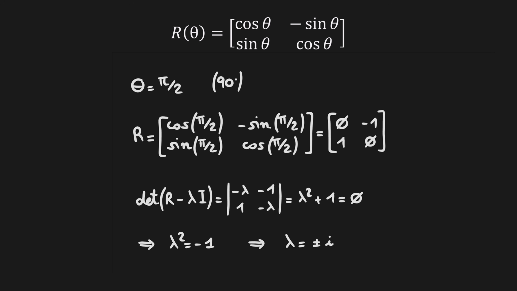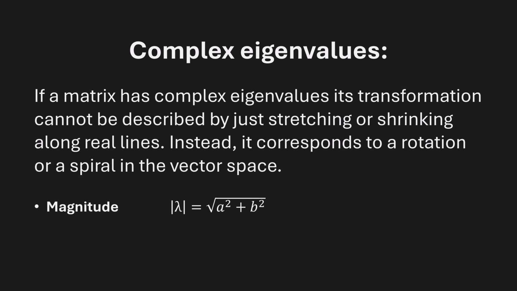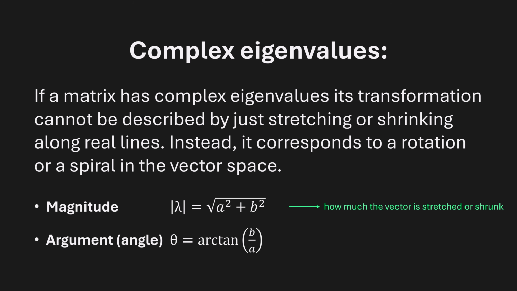So if a real matrix has complex eigenvalues, it means its transformation cannot be described by just stretching or shrinking along real lines. Instead, it corresponds to a rotation or a spiral in the vector space. The magnitude, which is the square root of the sum of the squares of the imaginary and real parts, tells us how much the vector is shrunk or stretched. The argument, which is the angle, tells us how much the vector is rotated.